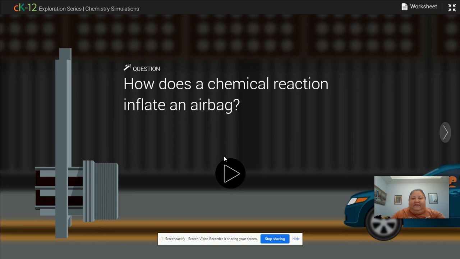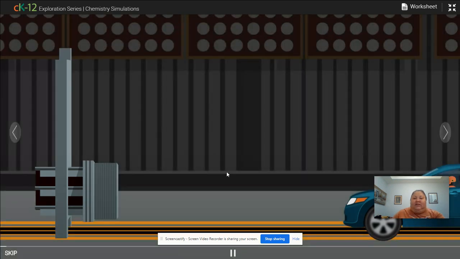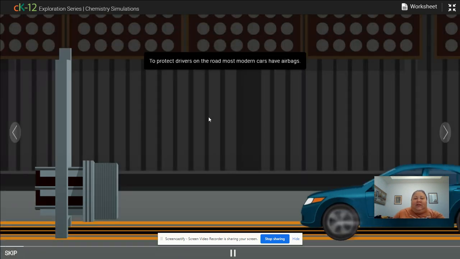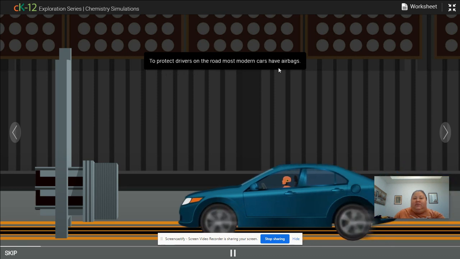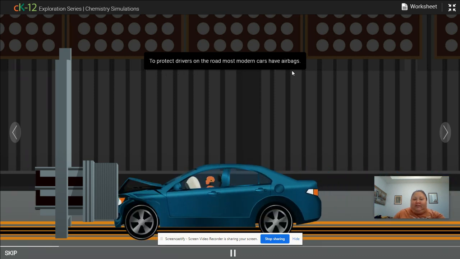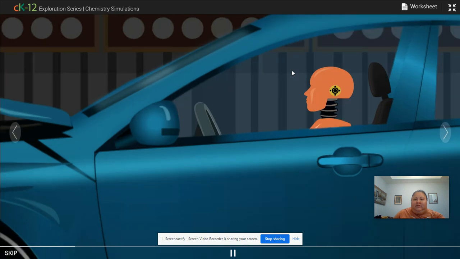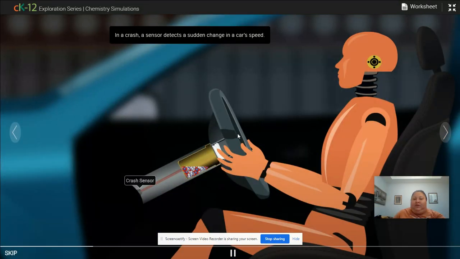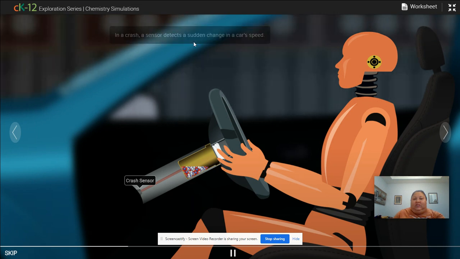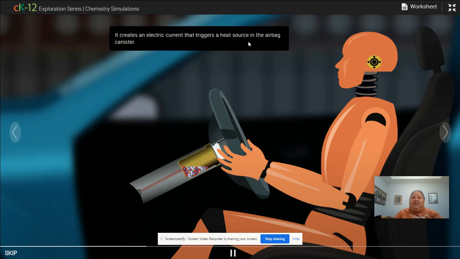So if we have a test dummy, how does a chemical reaction inflate an airbag? To protect drivers on the road, most cars have airbags. They come out of the steering wheel by a chemical reaction. There's a sensor in your car that will detect when your speed changes all of a sudden.